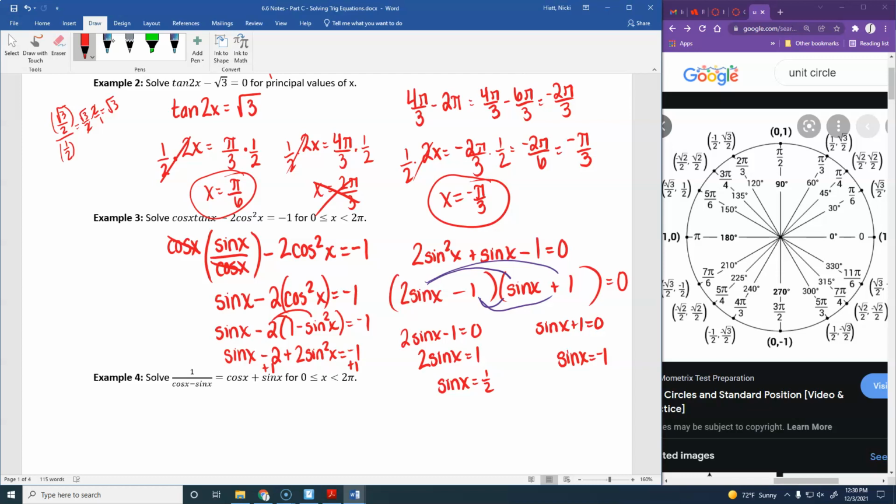This one asks us to look at the whole unit circle. Zach Hawkins, where does sine x equal 1/2? And anywhere else? Five pi over 6. And Ethan, where does sine equal negative 1? Good, so that is our other answer.